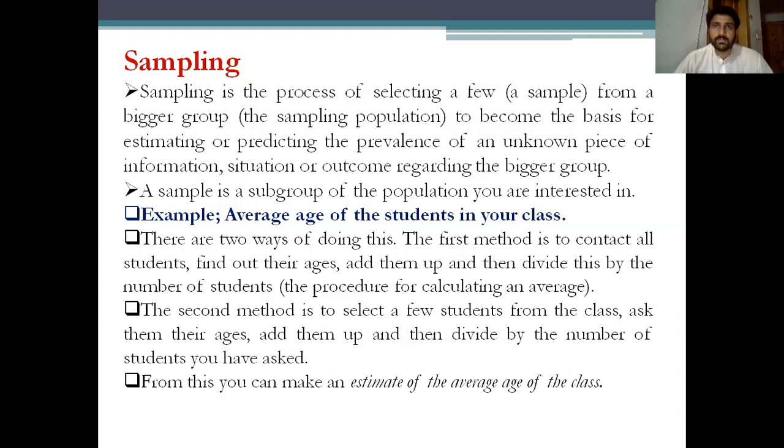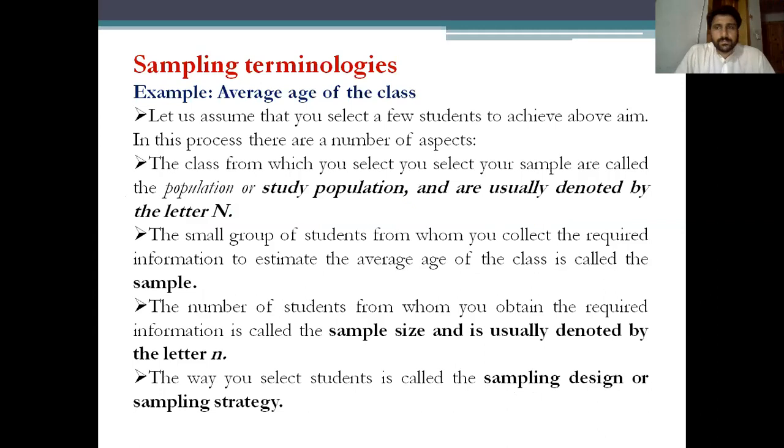Instead of taking the data from the whole class, you just get some representatives from the same class, get their ages, add them up, and divide by the number of students, so that you get the average age again. From this second way of calculation, you make an estimate of the average age of the class. Note down that it is not an exact value of the average age of the students in the class. It's an estimate.